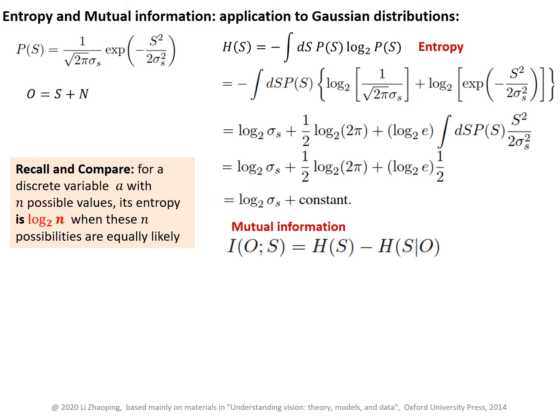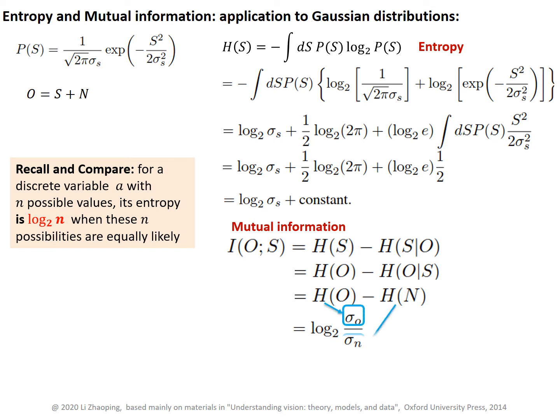And now we can calculate the mutual information. We write it in this form to make it easier, since the conditional entropy of O given S is the same as the entropy of the noise. And now we can apply the entropy of Gaussian variables. Each Gaussian contributes its own standard deviation. One is sigma O and the other is sigma N.